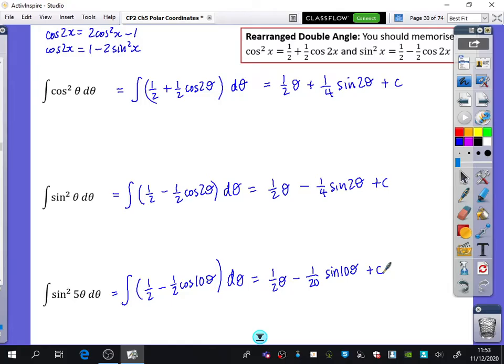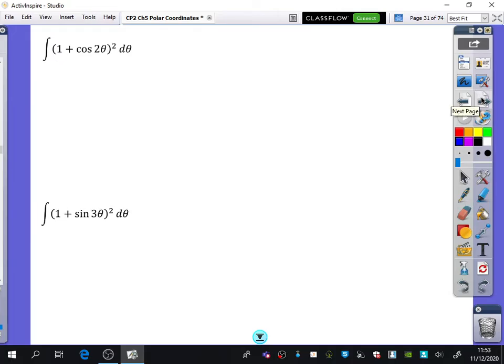Okay, can I go on to the next one? Yeah, because the next one's similar to that anyway. So this time, I've got 1 plus cos 2 theta squared.